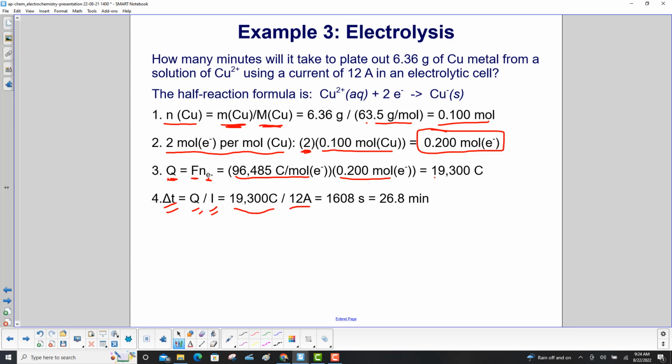Finally, to find the time, that's the charge divided by the current. 19,300 coulombs divided by 12 amps is 1608 seconds. When you're using Faraday's, your answer is going to come out in seconds. And then we go ahead and divide that by 60 to find out how many minutes.